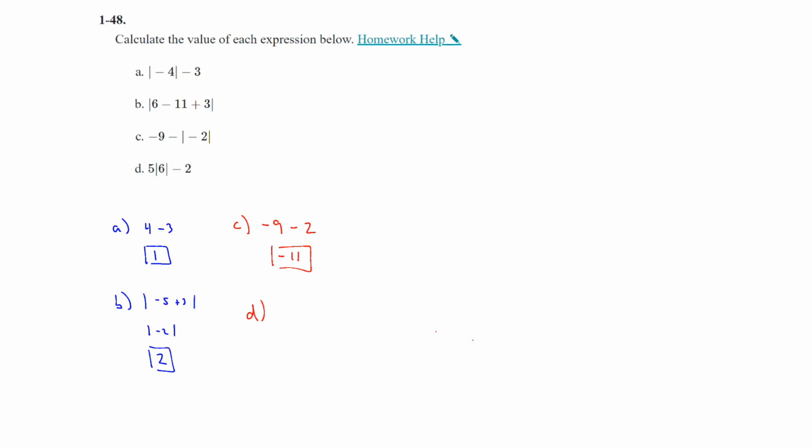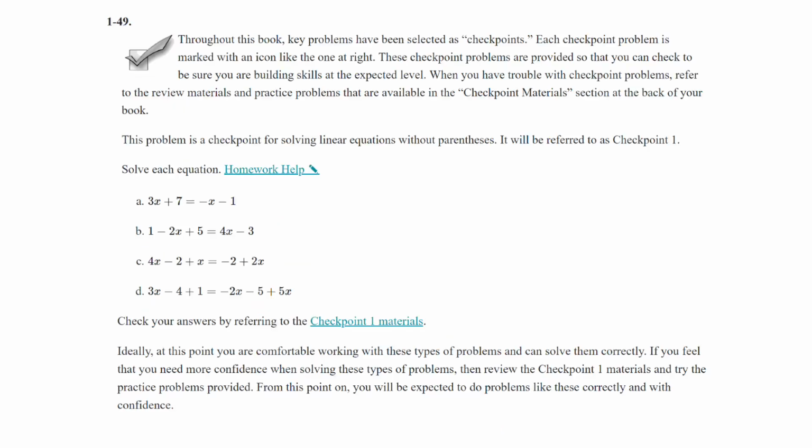And then D, we have 5 times the absolute value of 6, or just 6, because 6 is 6 units away from 0. Multiplication first, so 30 minus 2. 30 minus 2 is 28.